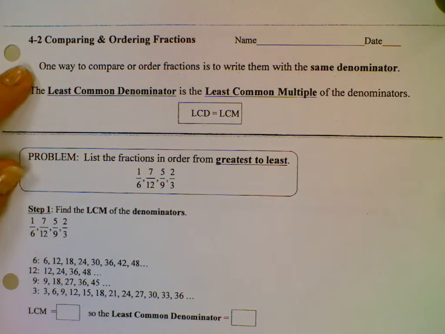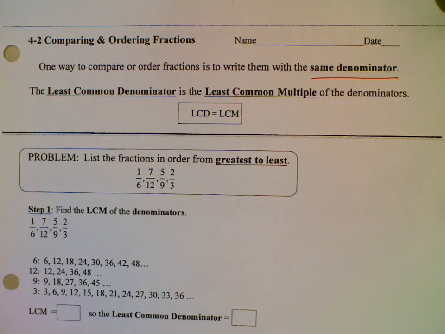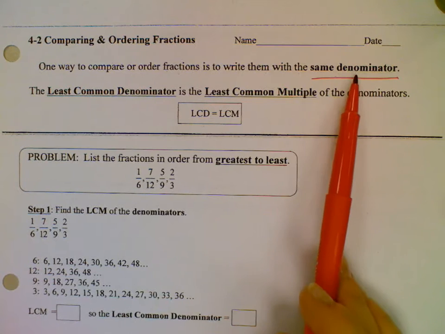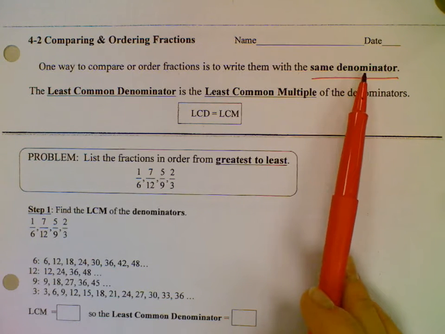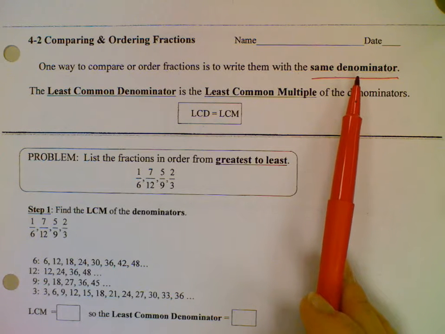And I've got a little note at the top of your paper. Read it along with me. It says one way to compare or order fractions is to write them with the same denominator. We've learned on Friday that we can change fractions, keeping them the same amount but calling them a different name. That means turning them into an equivalent fraction. So if we are able to get our fractions with the same denominator, that makes it a lot easier for us to look at them and decide what's bigger and what's smaller.